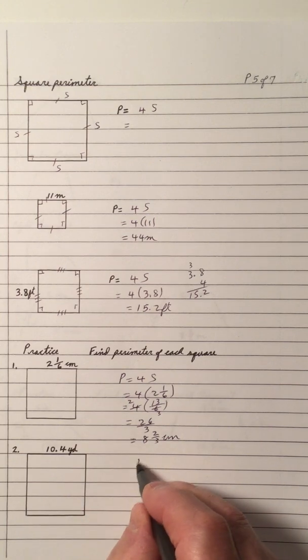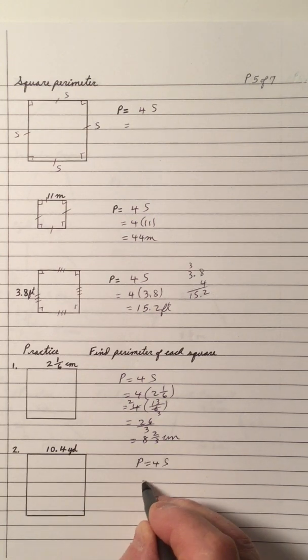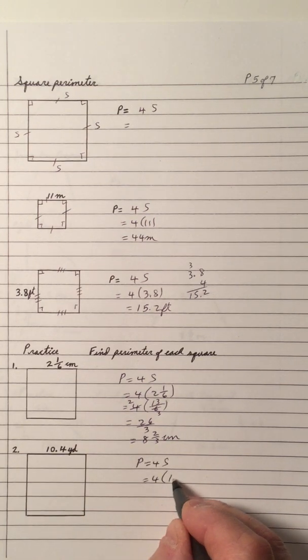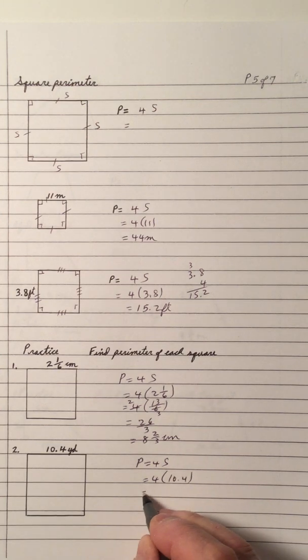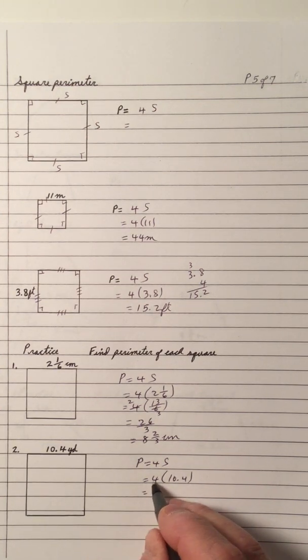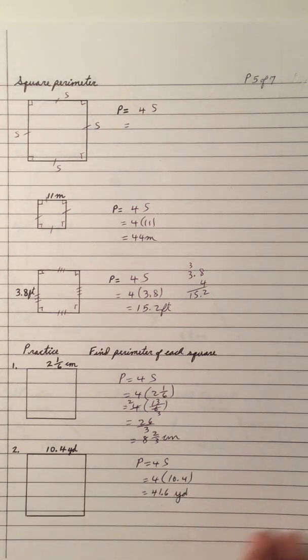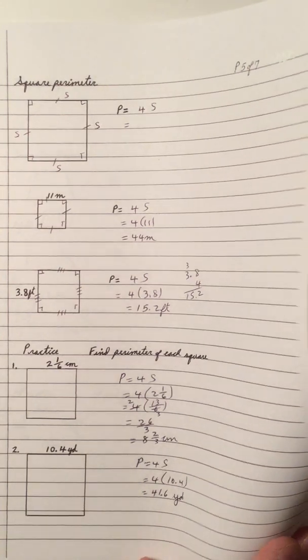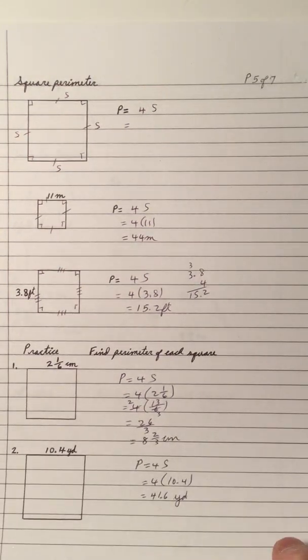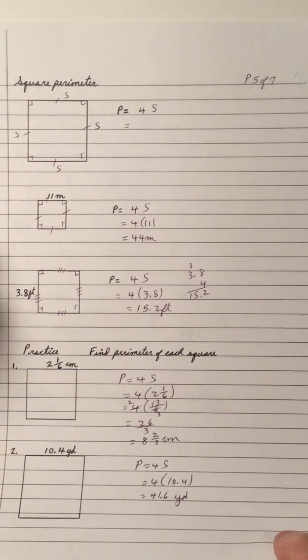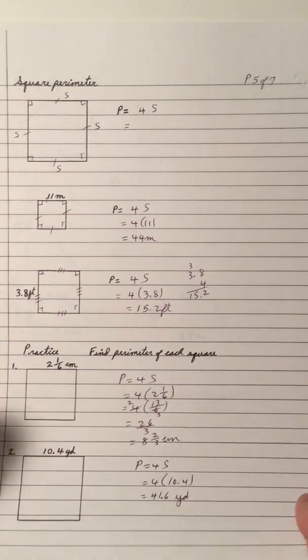And we have a square here. P is equal to 4S for the perimeter. So it's 4 times 10.4. And 4 4s are 16, so it's 41.6, and it's yards. So the perimeter of a square and the perimeter of a rhombus is the same formula. 4 times the length of the side, 4S.